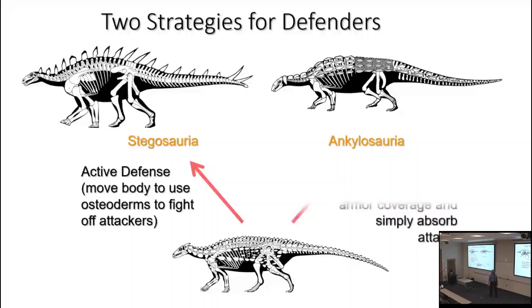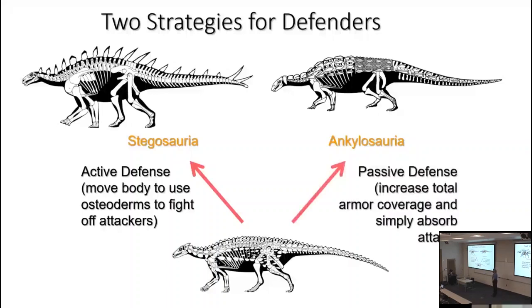Alternatively, in ankylosaurs, you just keep on throwing those points on more and more in defensive armor and soaking up the damage. Now, that's a stereotype, and we will definitely see ankylosaurs with some armor that's used actively. But on a first-order approximation, those are some of the major selective aspects of their history.